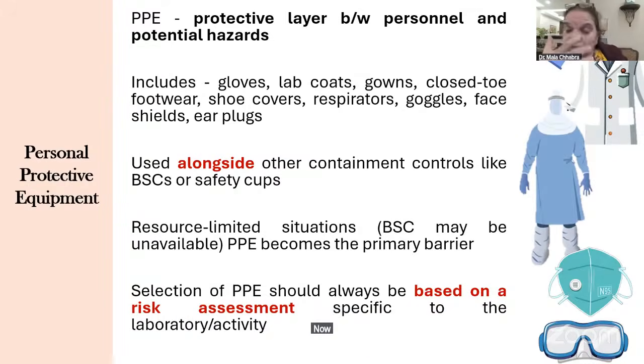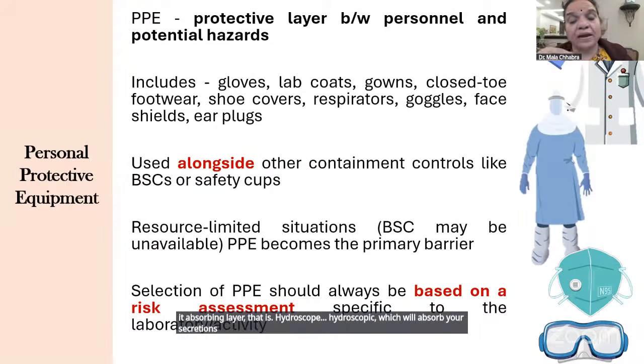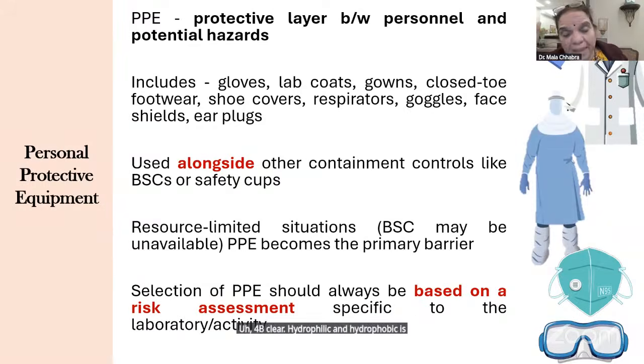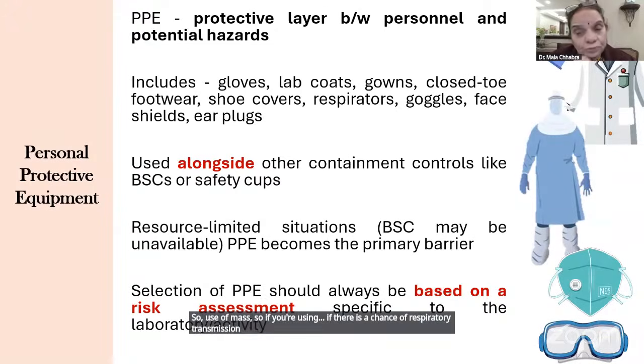Now, actually, the efficiency of both is almost equal, and the triple layer mask has three layers. The inside layer is an absorbing layer, that is hygroscopic, which will absorb your secretions, and the outside layer is a hydrophobic layer, which will repel the particles, and the third layer between these two layers is a sheet of filter which will filter the pathogens. So use of mask: if there is a chance of respiratory transmission, you will use an N95 mask.